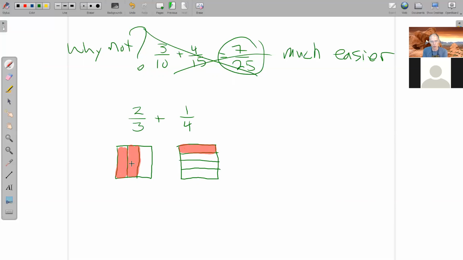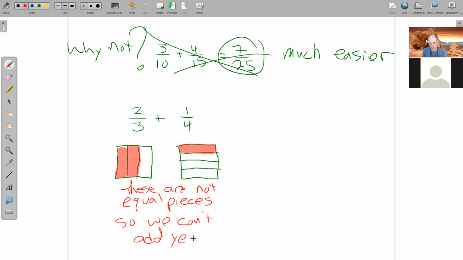So we can't just say we have 3 pieces, because they're not equal sized pieces and they have to be equal sized pieces. So that's when we cut each like the other. So these are not equal pieces. So we can't add yet. All right, so we have to recut like the other. And so I'm just going to draw that separate.